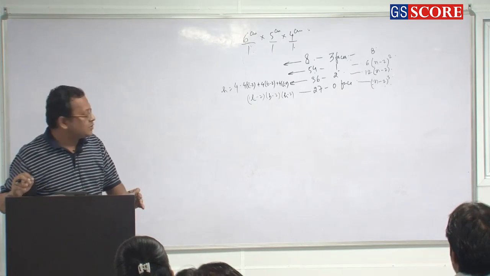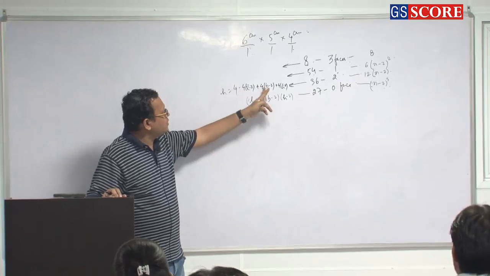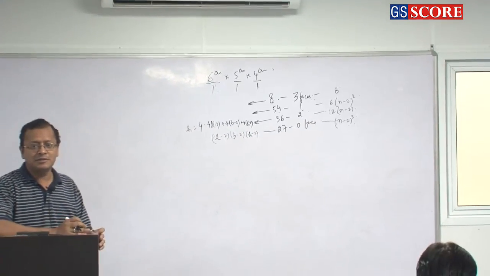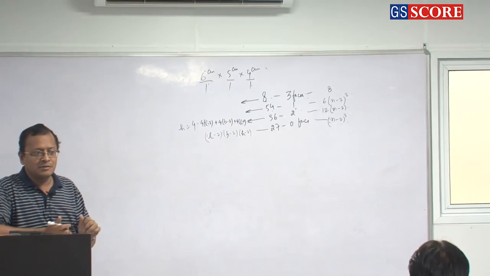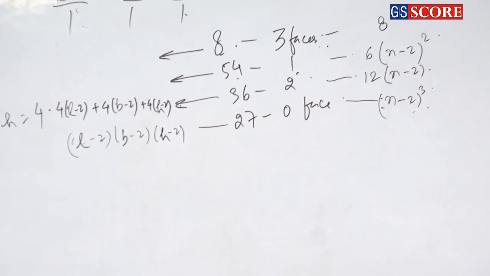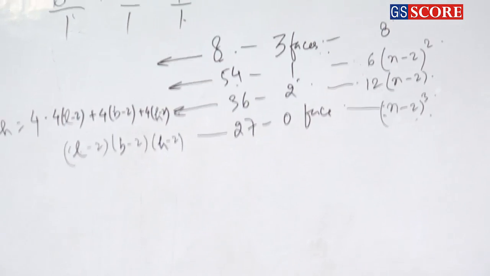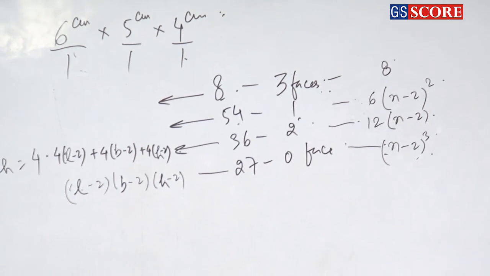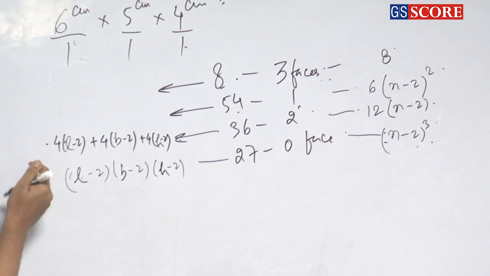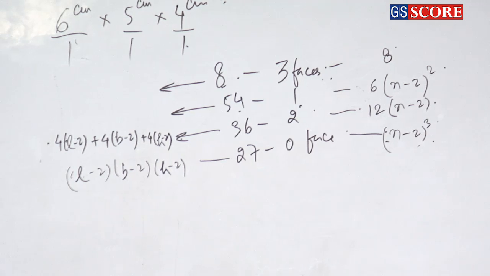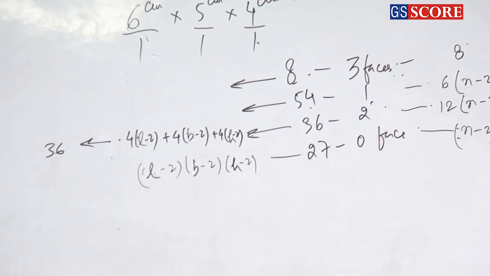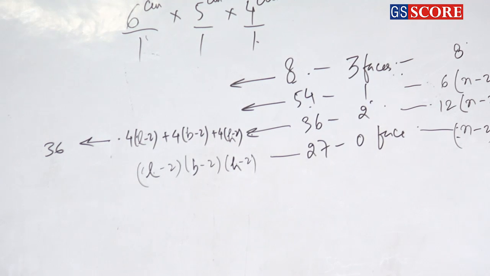Right? Now put L equal to 6, B equal to 5, H equal to 4. What is the value that you are getting, please? What is the value that you are getting? 36. I hope its calculation is correct, right? So, it is 36. It is also 36 only. This is 36. Okay. What is the value of this here? 24.